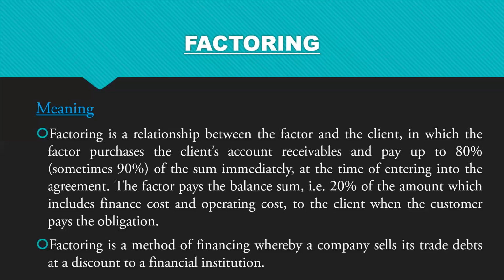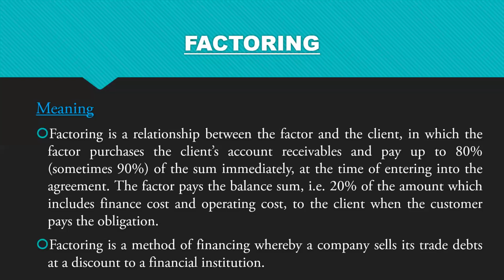So the factor pays the balance sum, that is 20% of the amount, which includes finance cost and operating cost, to the client when the customer pays the obligation. So when the customer pays the obligation, after charging a certain rate for the finance cost and the operating cost, that is after charging his fees, the factor will pay off the remaining amount to the client. So, in simple words, factoring is a method of financing whereby a company sells its trade debts at a discount to a financial institution. Here, the financial institution is what we refer to as the factor. Now, there is a company who will sell their trade debts. Trade debts means nothing but their accounts receivable.